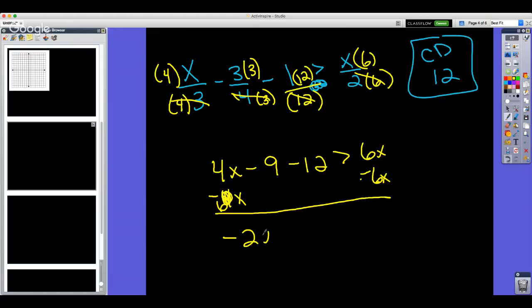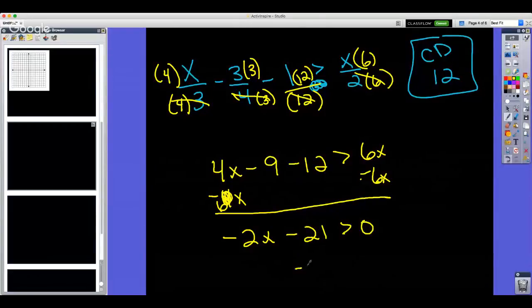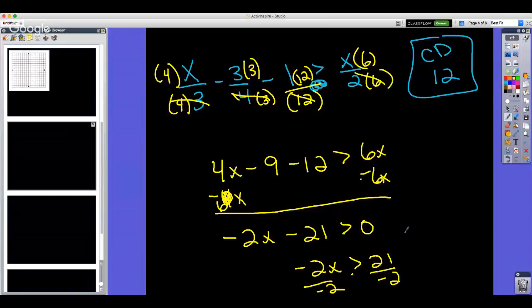So now we're left with negative 2x. What would be here? Minus 21 is greater than 0, right? What do I do to get 21 over? Add 21. Good. And what do I do to get x by itself? Divide by -2. Okay, if I divide by -2, because it's a negative number, we have to switch the sign. So we'll be left with x is less than negative 21 over 2. And that right there is the answer, okay?